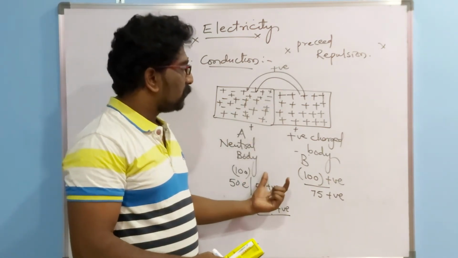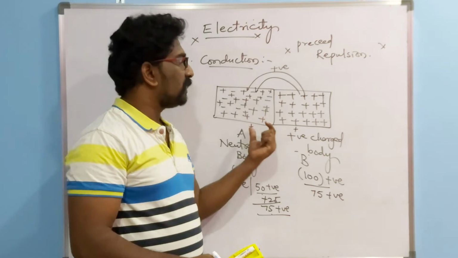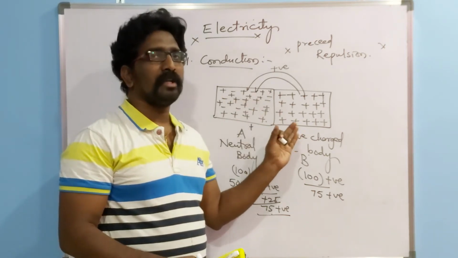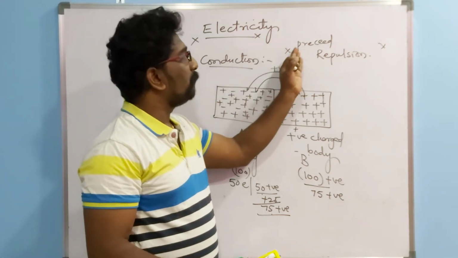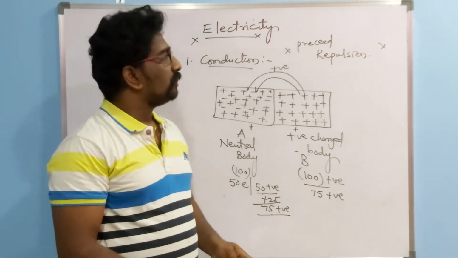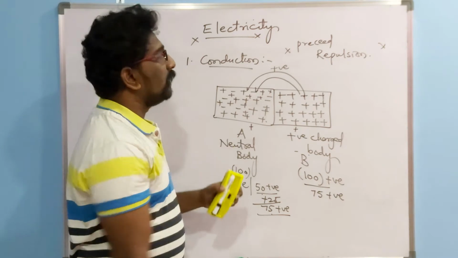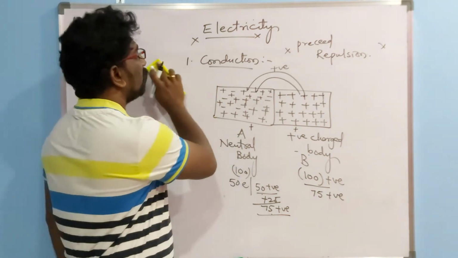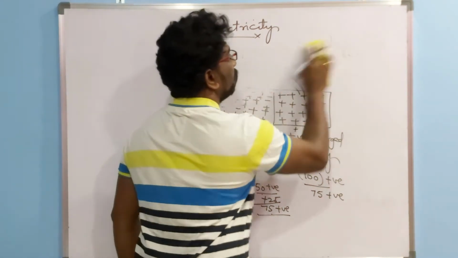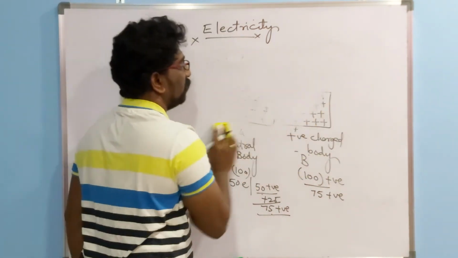Until the equilibrium has been done, the transfer of charges takes place. Once the equilibrium state has been obtained, then the repulsion takes place. It means that conduction will precede the repulsion. So this is how one neutral body has been converted into a charged body. So this is one kind of electrification method. Let us see now the next one.